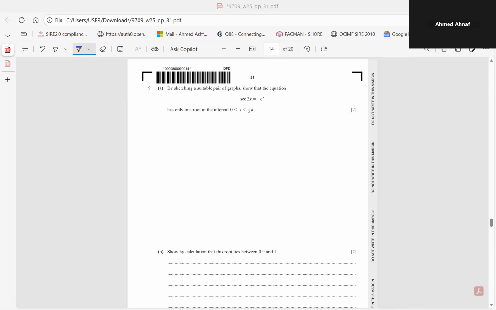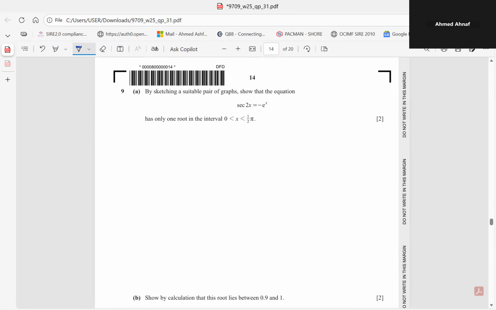Okay, so for this question, we are told by sketching a suitable pair of graphs, we have to show that this equation has only one root in the interval x between 0 and pi over 2. So to figure out what graphs you have to draw, just look at both sides of the equation. We can see that the two graphs are y equals secant 2x and y equals negative e to the power of x. So let's draw them both in this interval.